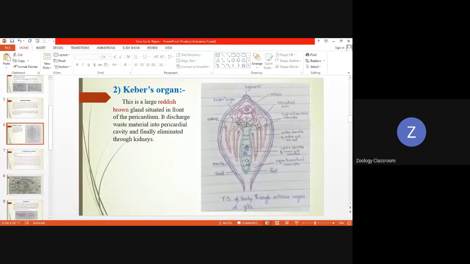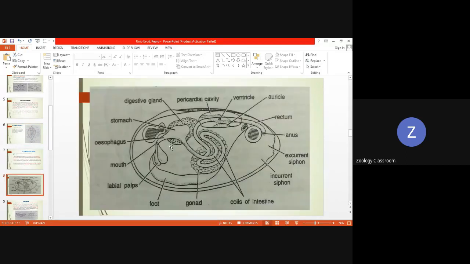here is the foot. Above the foot, here is the location of the gonads actually. Here we are seeing the lateral view. On both sides, on either side of the foot, gonads are located.